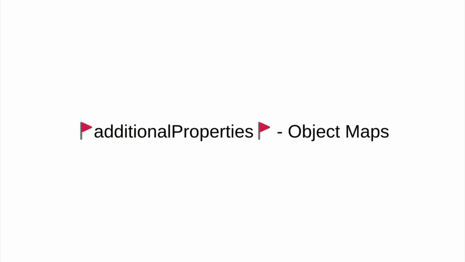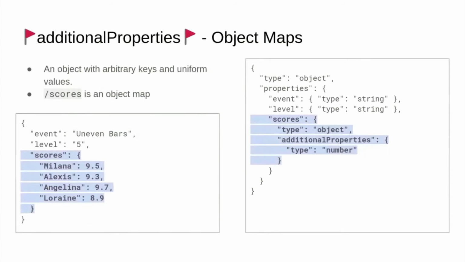I said before that additionalProperties is used for a couple of things. Now let's look at one of those other things. Sometimes we have an object that is intended to be used more like a map. The keys are arbitrary and the values are uniform. In this example, we have some data representing the scores in a gymnastics meet, where the scores object maps names to scores. Often people will choose to define this using additionalProperties. Because there are no properties defined in this object, all of the properties are additional and will be validated against the given schema.